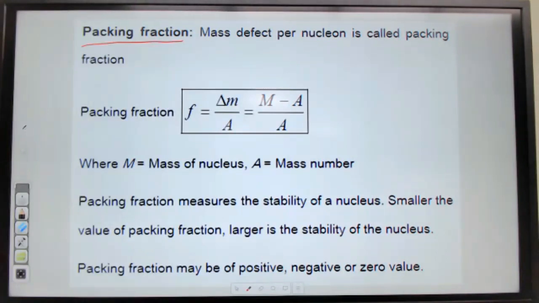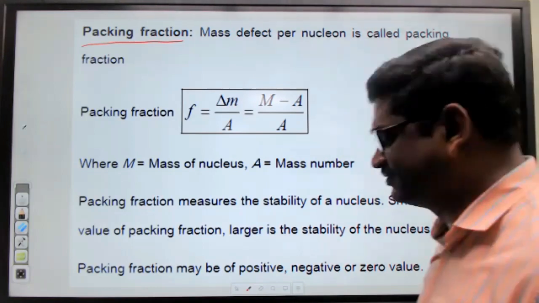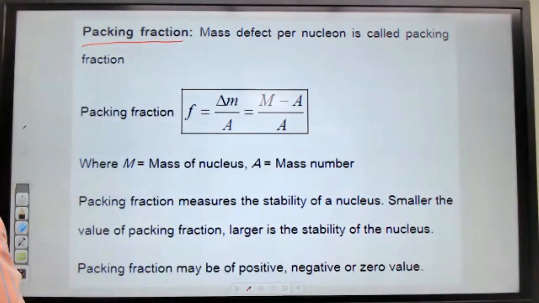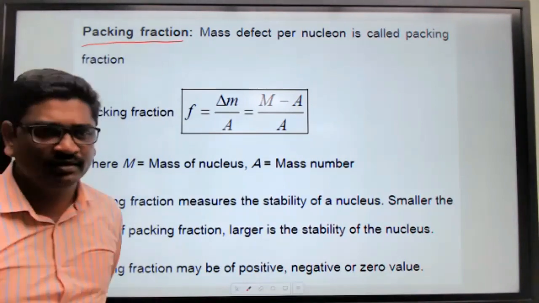Simply packing fraction is the ratio of mass defect to the number of nuclei. Mass defect ki number of nuclei ఉన్న ratio ని అంటాం packing fraction అని చెప్తాం. Right. Packing fraction equal to delta M by A. Or packing fraction is mass defect per nucleon. Definition. Mass defect per nucleon is called packing fraction. And equation for that one is delta M by capital A.